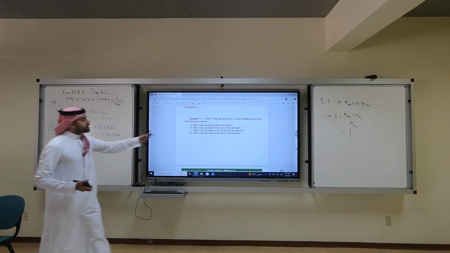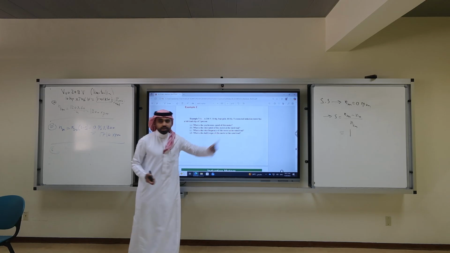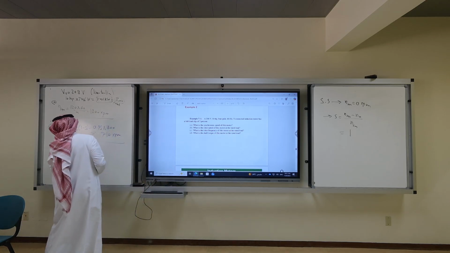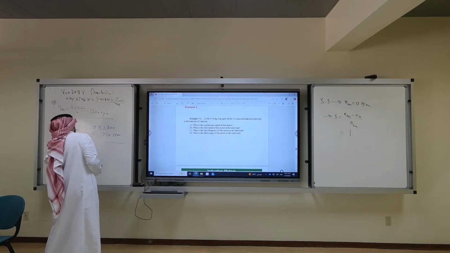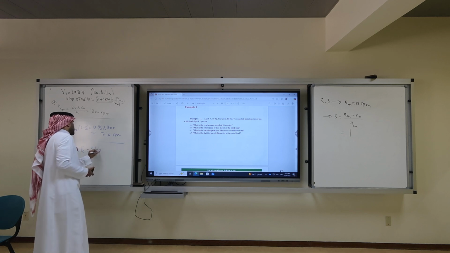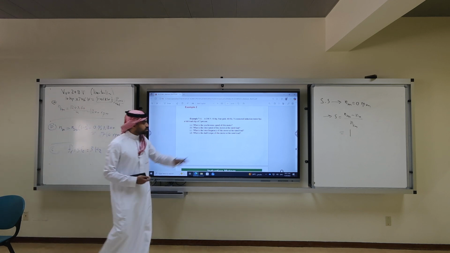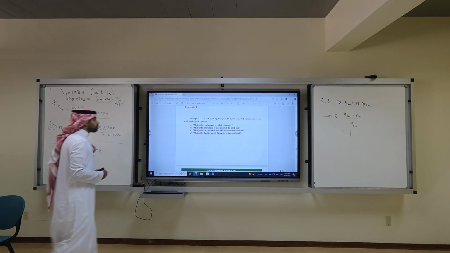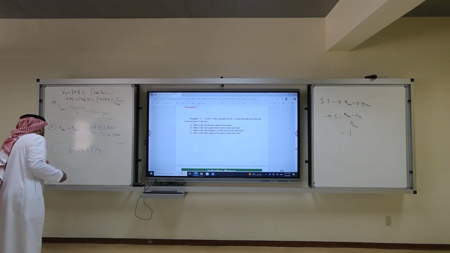C. What is the rotor frequency of this motor? Easy. FR equal S times FE, which is 3 Hertz. 5% من 60, 3 Hertz. Question D. What is the shaft torque?